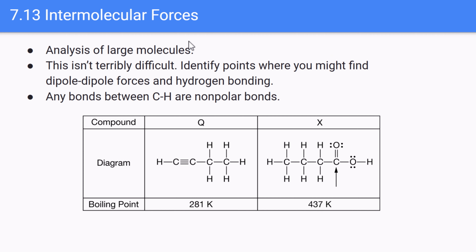Now, when we analyze larger molecules, this isn't that difficult to do, but what we need to do is identify points where we might find dipole-dipole forces and hydrogen bonding, and we do need to keep this in mind and utilize this as justification for higher boiling points. So I'm going to use a couple of these as an example to show you how we can justify larger molecules and their boiling points based off of what we've just gone through and done.